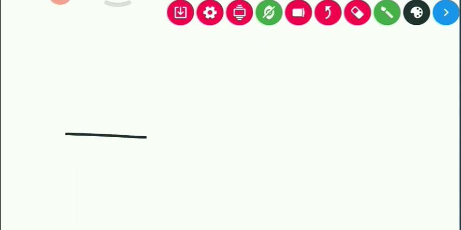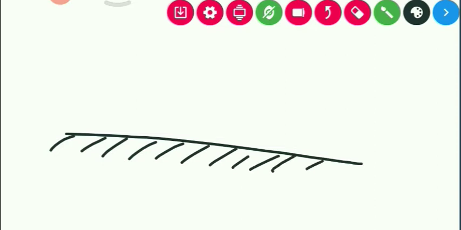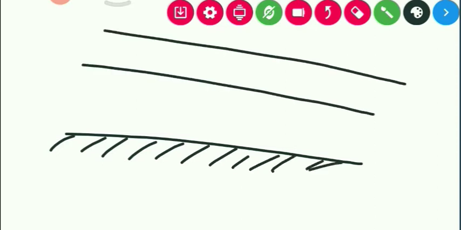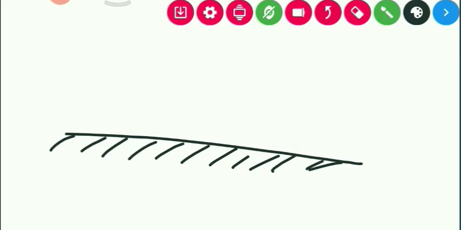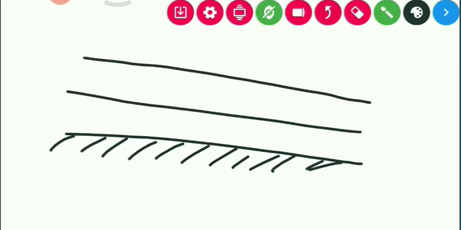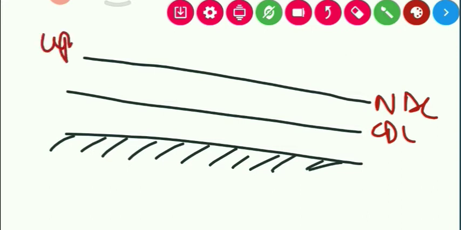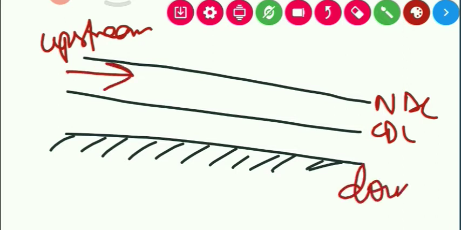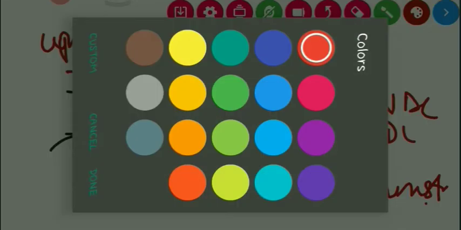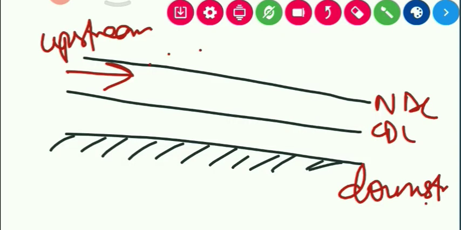Okay, so in this M1 curve, this is the normal depth line and this is the critical depth line. So here it is the upstream side because water is flowing in this direction, and here it is the downstream side. Okay, so the water has to lie in zone 1, so the profile will be, this is the normal depth line.